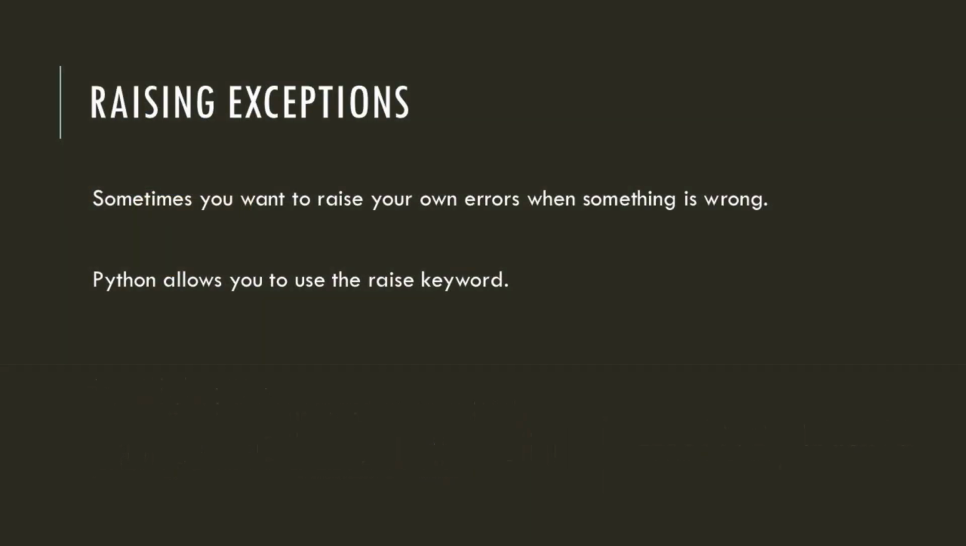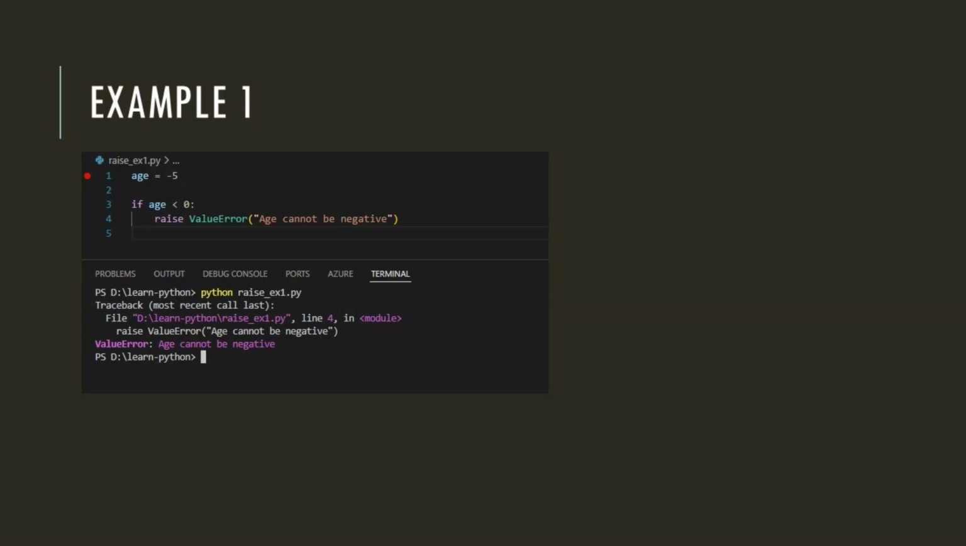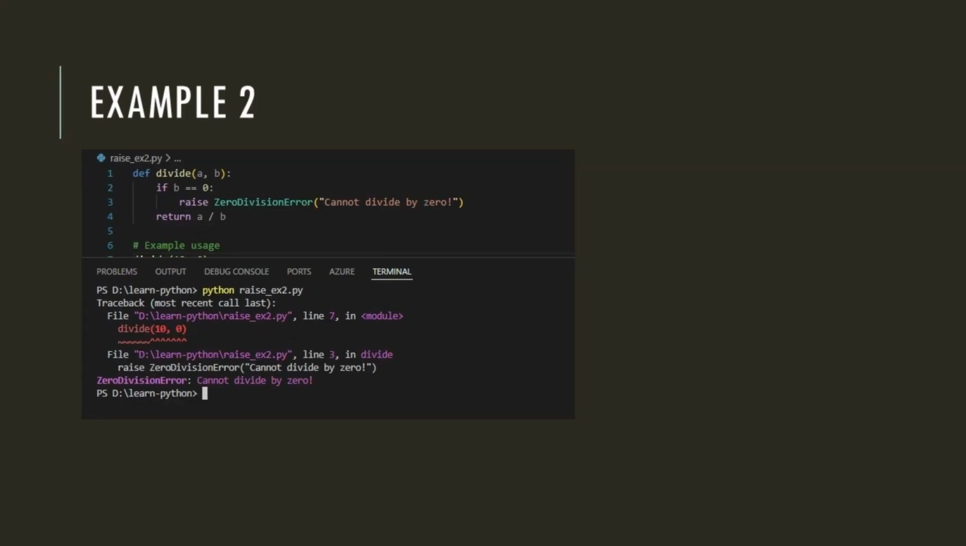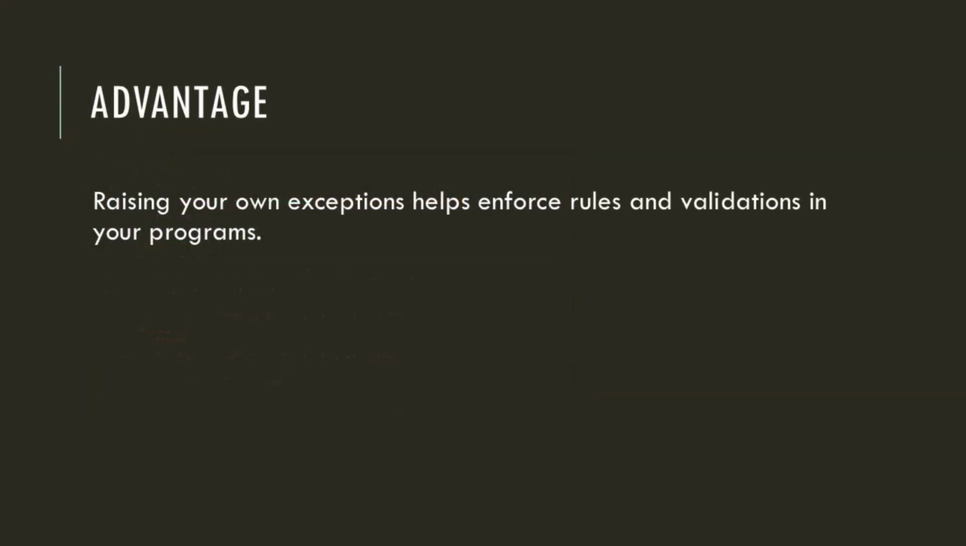Sometimes you want to raise your own errors when something is wrong. Python allows you to use the raise keyword. For example, age = -5. If age < 0: raise ValueError("Age cannot be negative"). Another example inside a function: def divide(a, b): if b == 0: raise ZeroDivisionError("Cannot divide by 0"); return a / b. Raising your own exceptions helps enforce rules and validations in your programs.